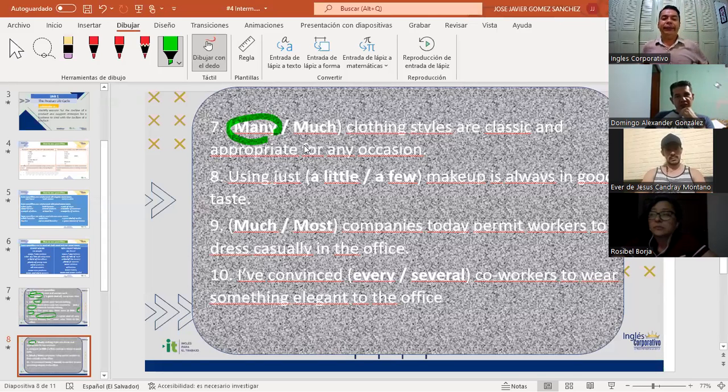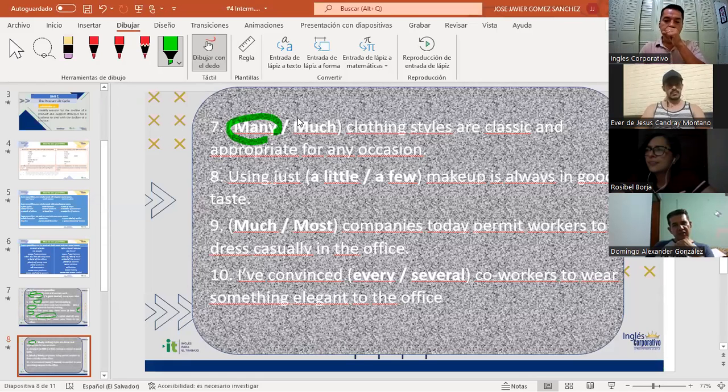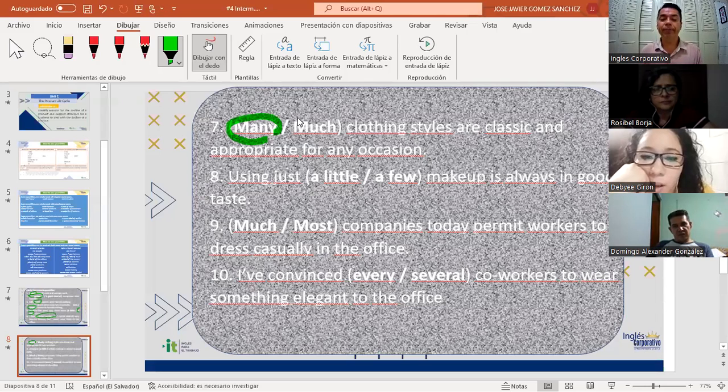Rosibel, number eight, please. A few. Makeup is always in good taste. Okay, Rosibel. Makeup, you know, maquillaje, it's countable or no countable? It's countable. Countable? Or no countable, right? No countable. Mm-hmm. So it's a little or a few, Rosibel? It's a little. A little, correct. Excelentoso, Rosibel, thank you.